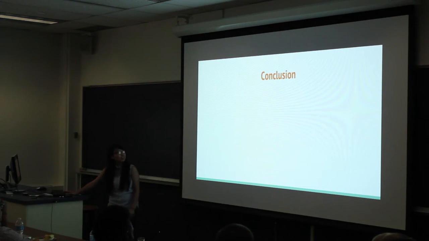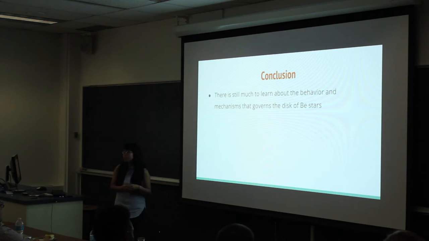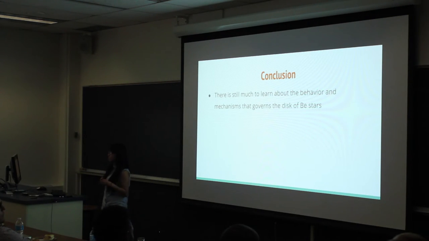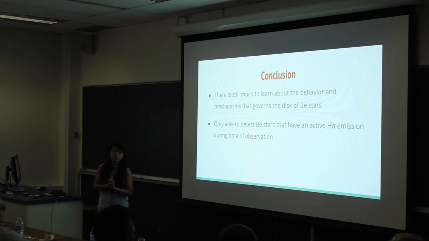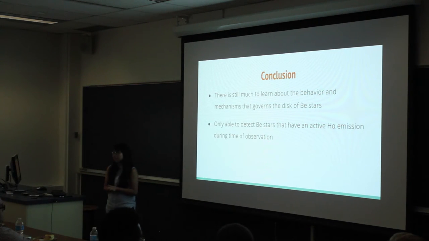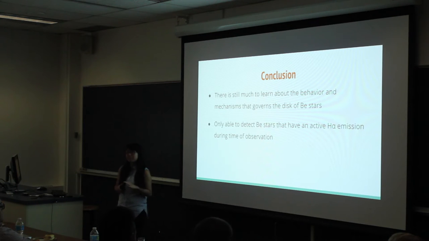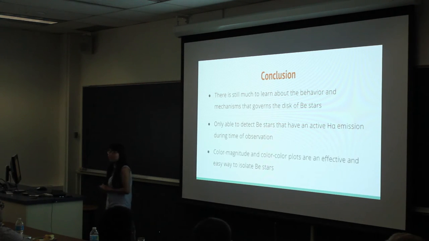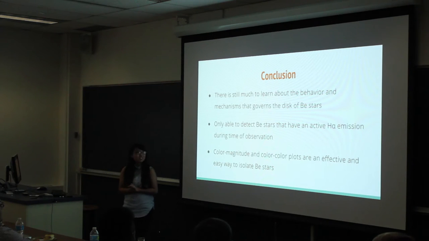Through this project, we can conclude that there's still a lot to be learned about the behaviors and mechanisms that govern this disk. The next thing we learned is that we're only able to detect BE stars that have an active H alpha emission during the time of observation. That means that we only get the lower limit of the true population of BE stars. The last thing that we learned is that a color magnitude and a color plot is an effective and very easy way to isolate these stars.